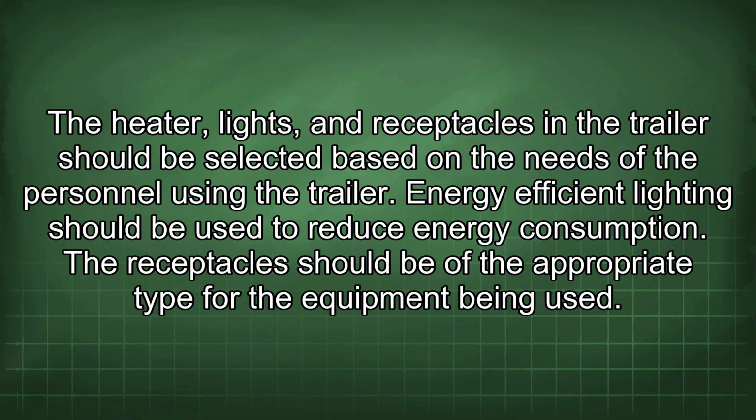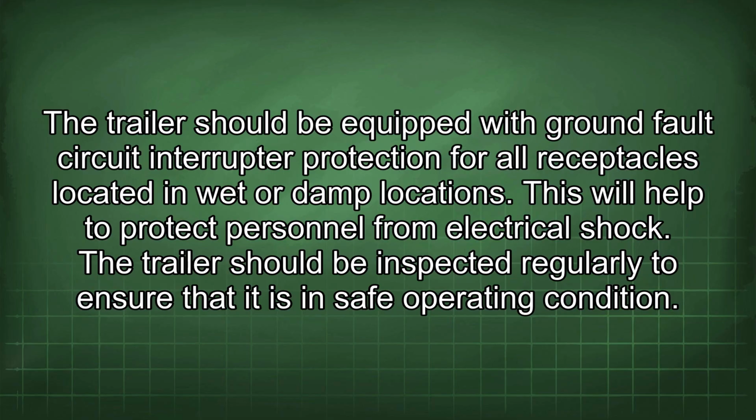The heater, lights, and receptacles in the trailer should be selected based on the needs of the personnel using the trailer. Energy-efficient lighting should be used to reduce energy consumption. The receptacles should be of the appropriate type for the equipment being used. The trailer should be equipped with ground fault circuit interrupter protection for all receptacles located in wet or damp locations. This will help to protect personnel from electrical shock.